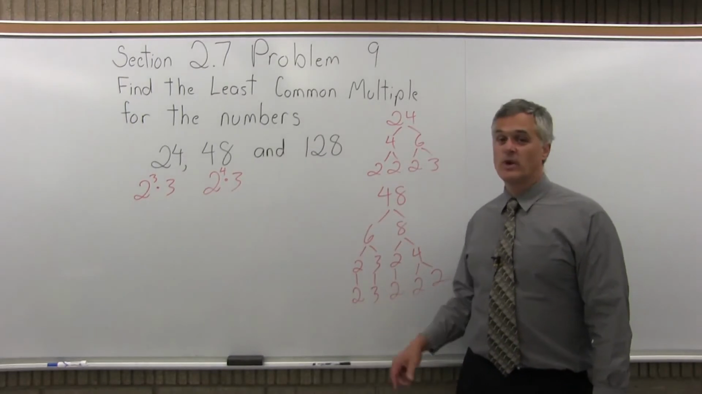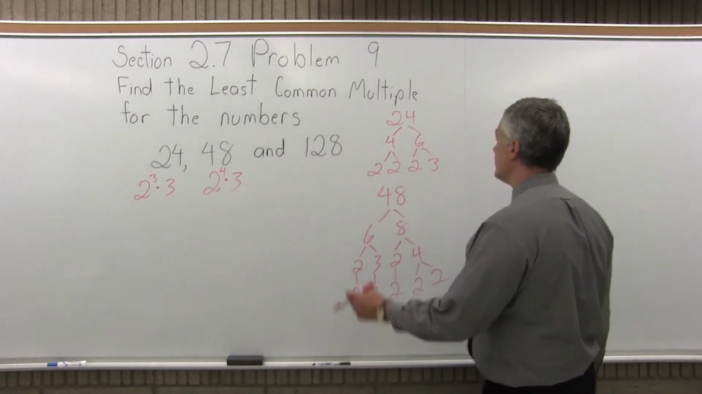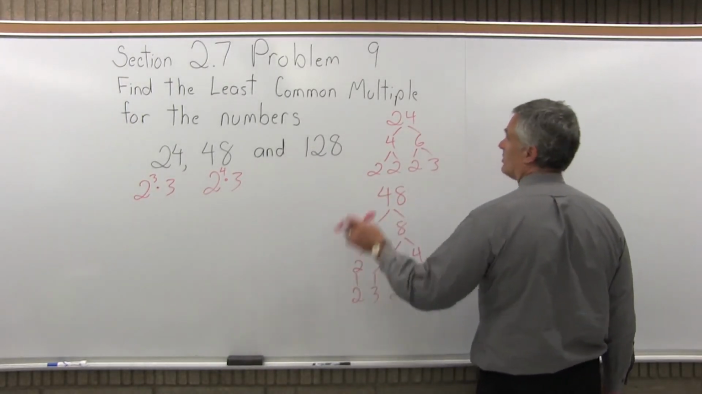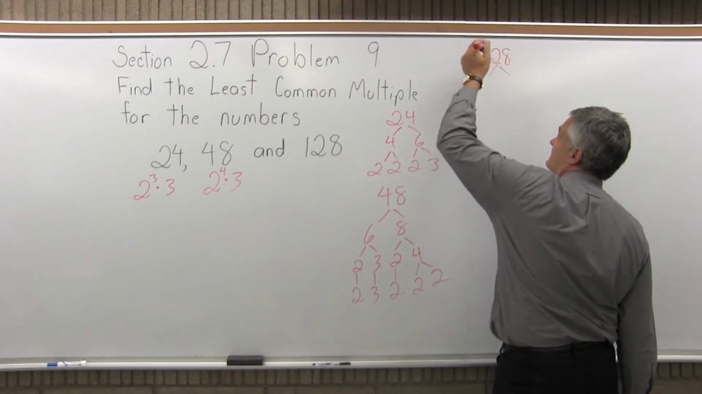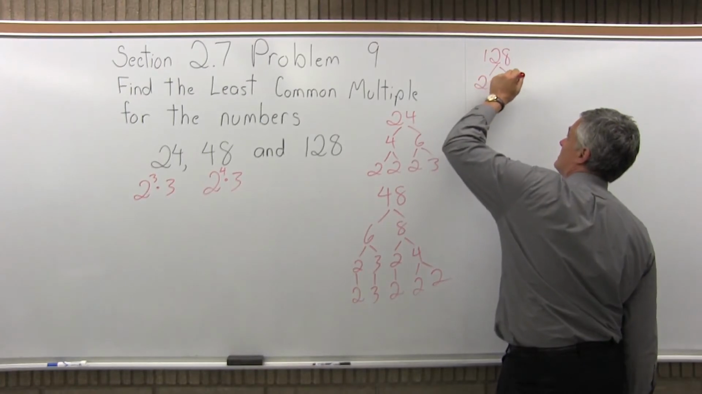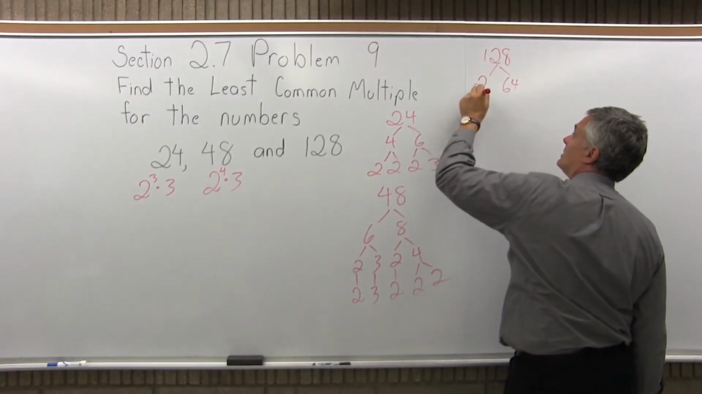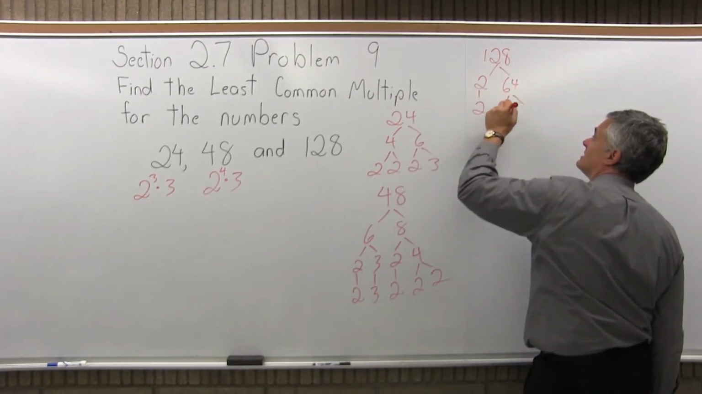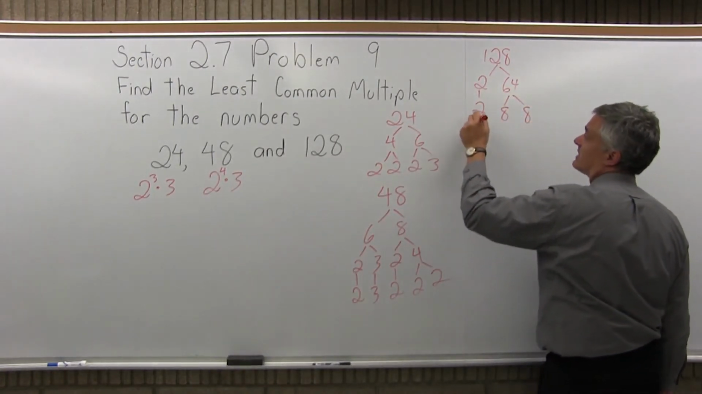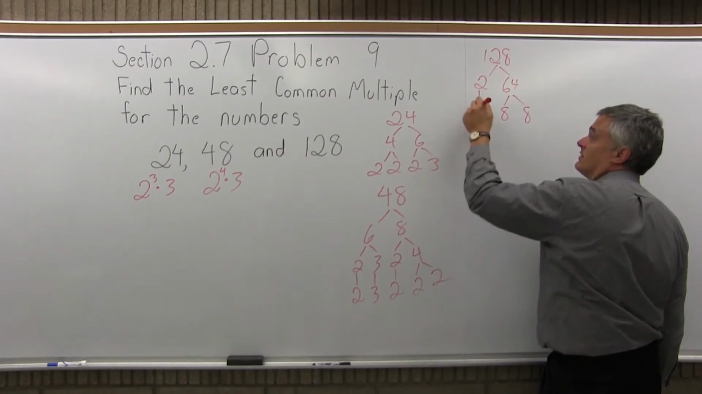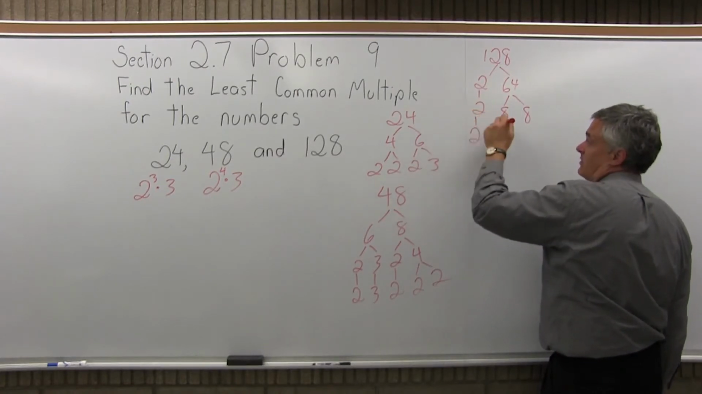Now 128, that's fairly big. So I don't have any room to go underneath any further. So let's bring it up here, 128. I can see that it's even, so it's 2 times 64. The 2 is done, it'll come straight down. The 64 is 8 times 8. And at this point, I can see everything's going to come out to be a 2. So the 2 that I start with comes straight down, it won't split anymore.